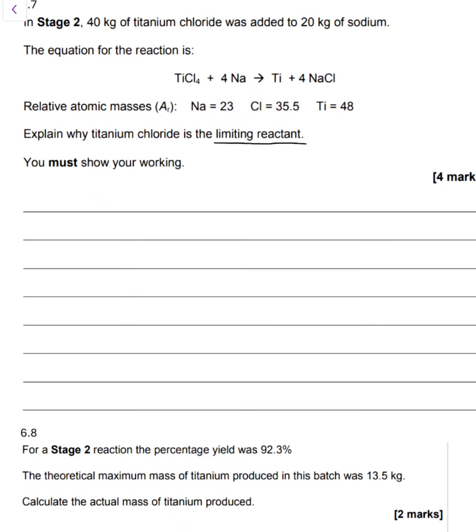react. So straight away looking at this, we know that 1 mole, because there's a 1 here, remember, it's invisible, 1 mole of titanium chloride plus 4 moles of sodium goes to 1 mole of titanium and 4 moles of sodium chloride. So we need 1 mole of titanium chloride for every 4 moles of sodium.